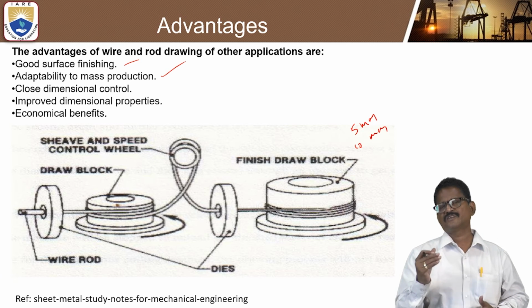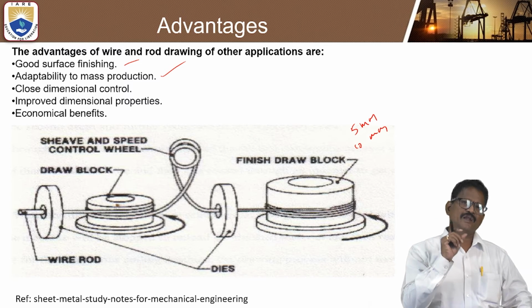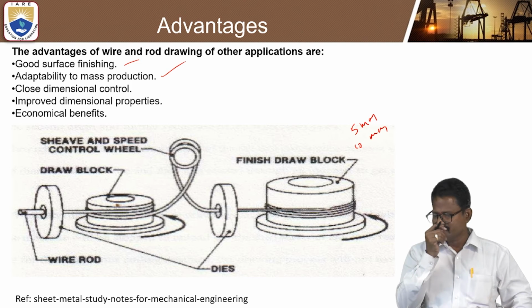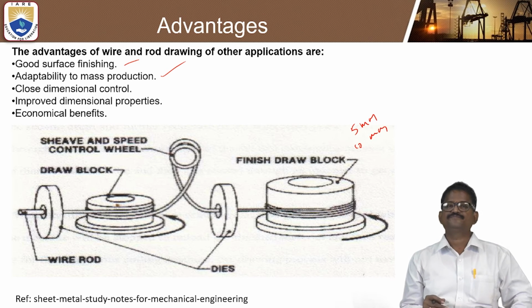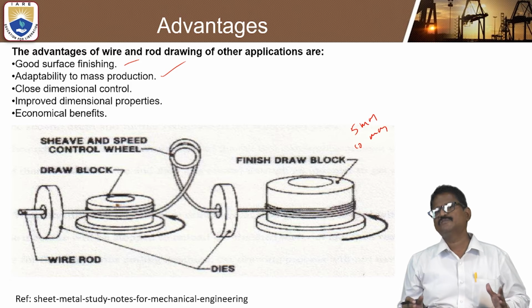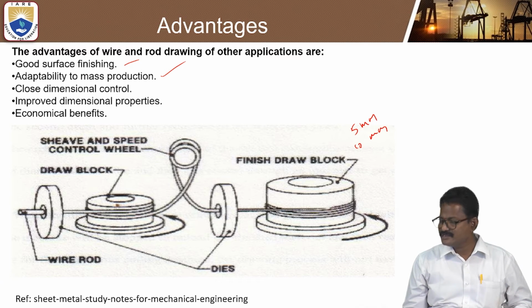Every half an hour, every 1 hour you can monitor the dimension of the final component randomly. And obviously which will improve the dimensional parameters. Finally, the cost, the economic benefit.